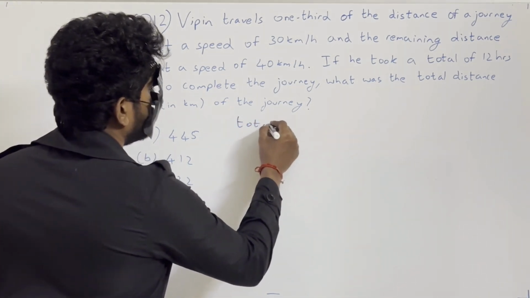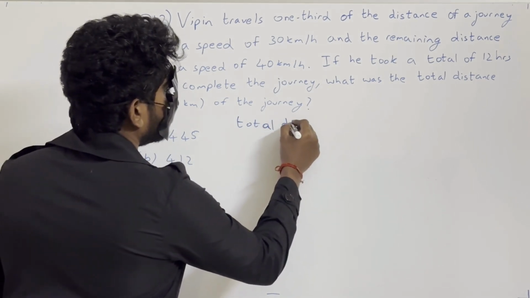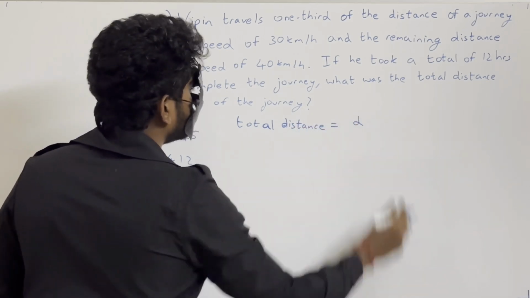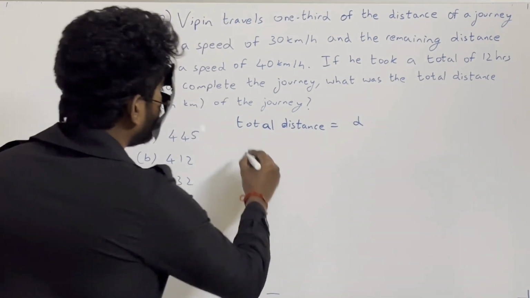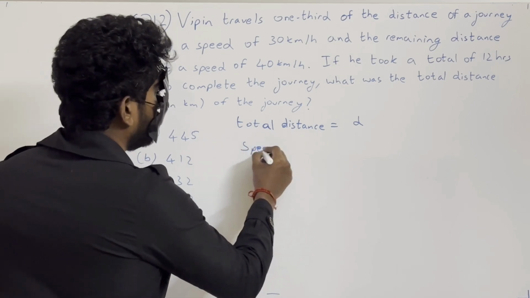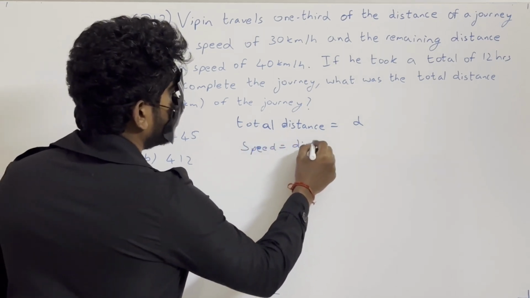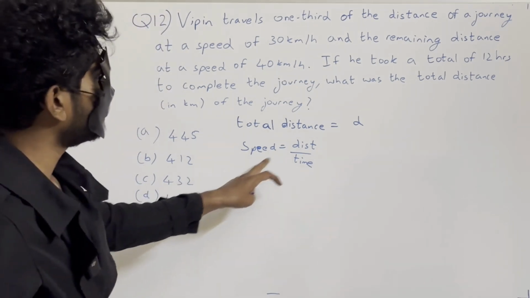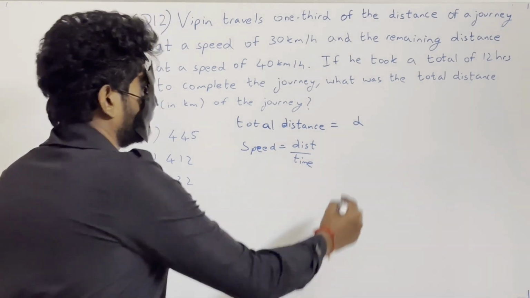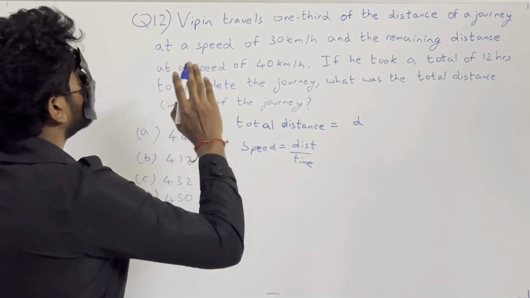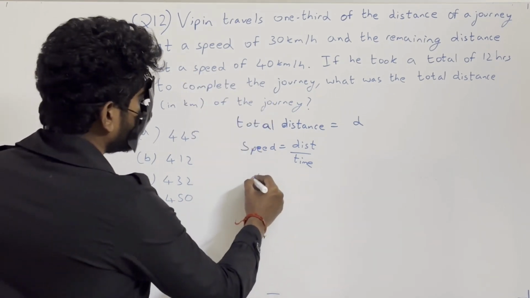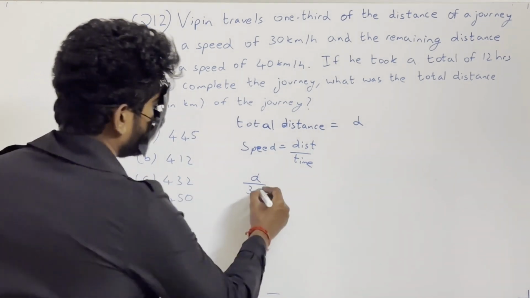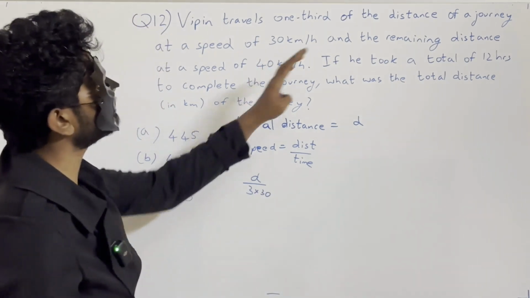Total distance is nothing but equal to some d. Now 1/3 speed, and we already know the formula that speed is nothing but equal to distance by time. Now time is nothing but equal to distance by speed. So what I'll do is 1/3 of the distance at a speed of 30 kilometers per hour. So let that distance be d by 3 divided by the speed, which is 30. So this will be the time taken to cover 1/3 of the distance.